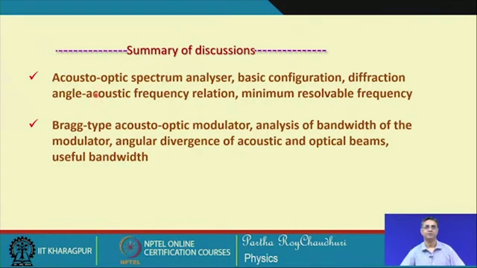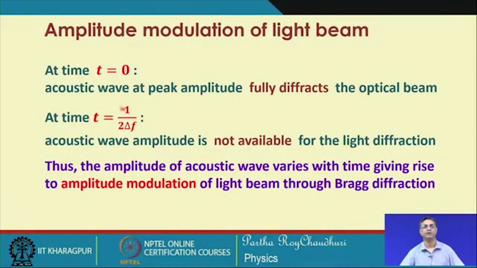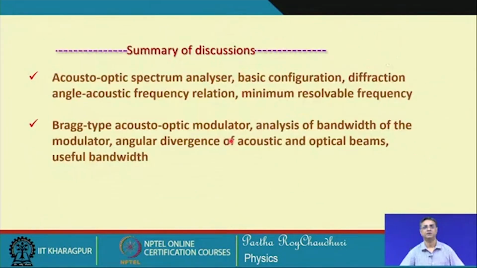So, in summary, we discussed the acousto-optic spectrum analyzer, its basic configuration, the diffraction angle and acoustic frequency relation, and the minimum resolvable frequency. Then at length we tried to understand the several parameters associated with acousto-optic modulators in terms of the bandwidth of the modulator, which are due to the angular divergence of the acoustic beam and optical beam, and we could locate what the useful bandwidth, the minimum value of the useful bandwidth, is for acousto-optic modulation.